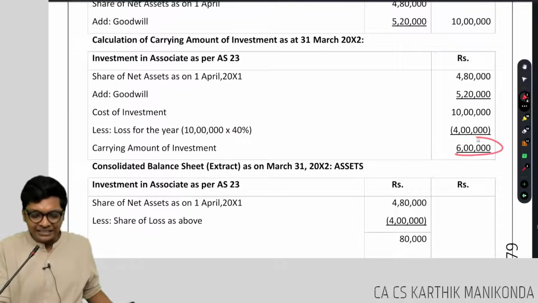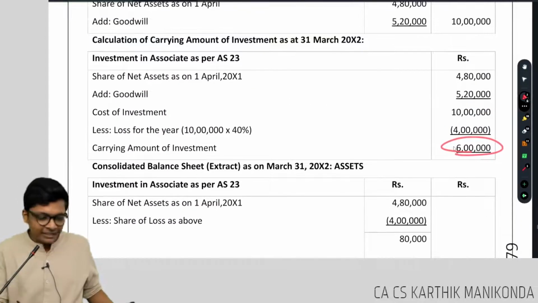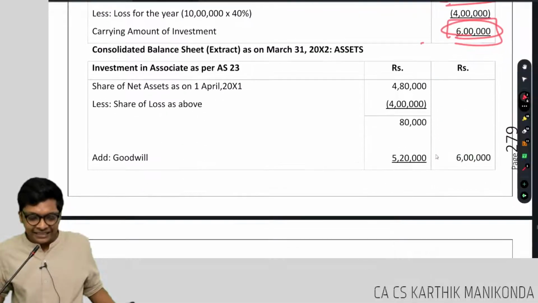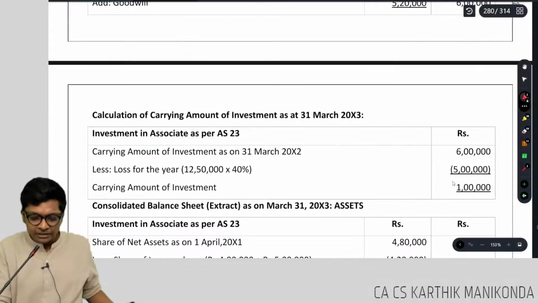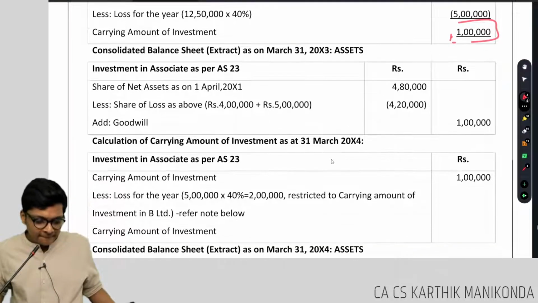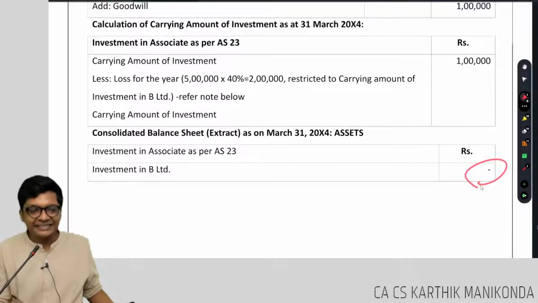First year we got 6 lakhs. That breakup, can you see here, guys? 6 lakhs we are showing as breakup 4 lakh 20, 10 lakhs was it? 10 lakhs breakup is 4 lakh 80 and 5 lakh 20. First year ending it becomes 6 lakh. Second year ending it becomes 1 lakh, and third year it becomes 0 because it's a negative 1 lakh.